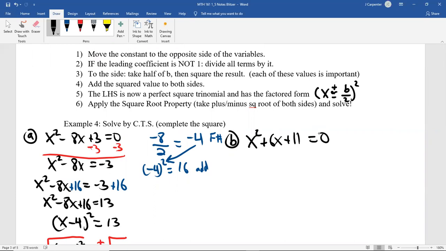This is not too bad for completing the square. How do I know that this is not too bad? How do I know that this is a problem that I personally might want to tackle with completing the square instead of the quadratic formula? Reason 1, there's no number written in front of the x squared, which means I don't have to divide that out. It means it's a 1, it's perfect.